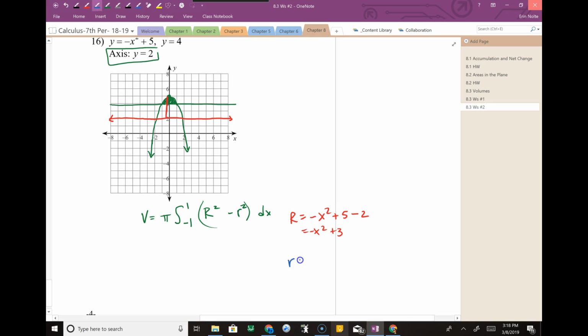Okay, so your little r, that's your inner piece, the distance between your line of revolution and your lower area. So that space will always be 2 because it is a constant. Good. So now we can plug those in: negative x squared plus 3 squared minus 2 squared. And you got? Go ahead.